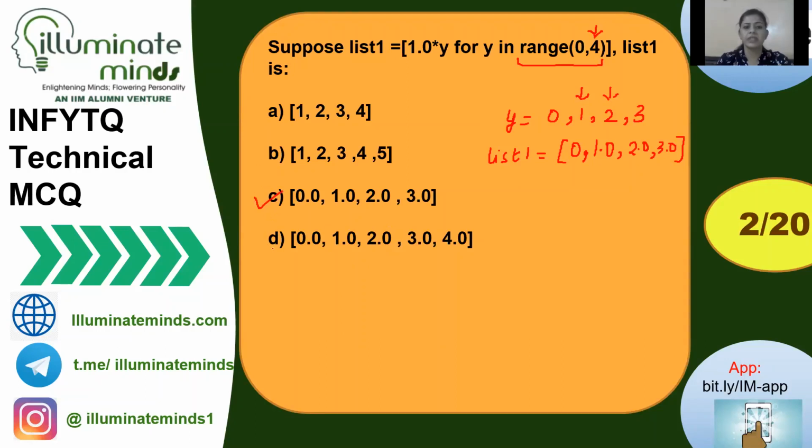What is the difference between C and D? D is including the maximum of the range, which is 4, and that is not the right way of doing it. We never include the maximum of the range. Let's move on to the next question.